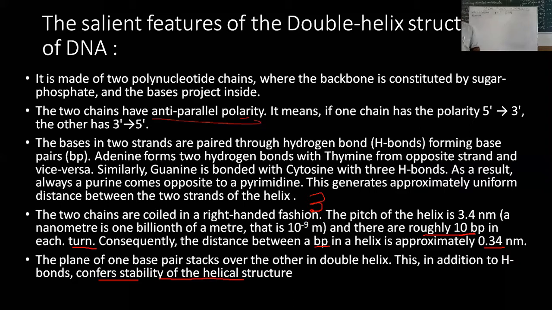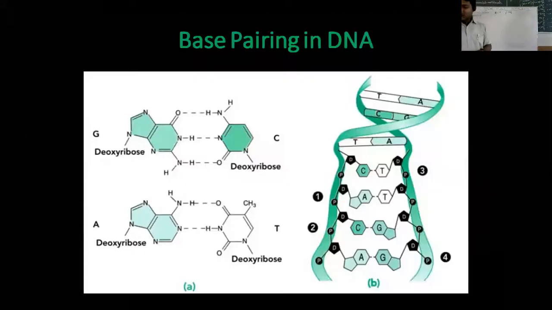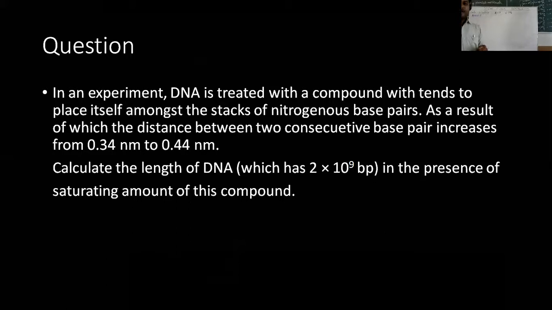And we have talked about the salient features of the double helical structure of DNA: the anti-parallel polarity, the 5' and 3' ends, and the hydrogen bonding between the bases, how the bases face inside, and how the sugar phosphate backbone is formed. So I'm going to go forward to the first question.